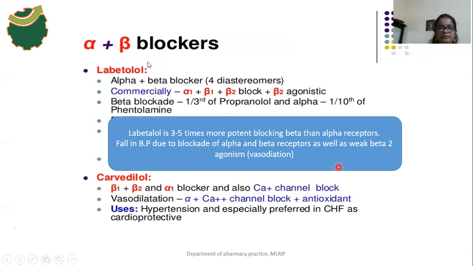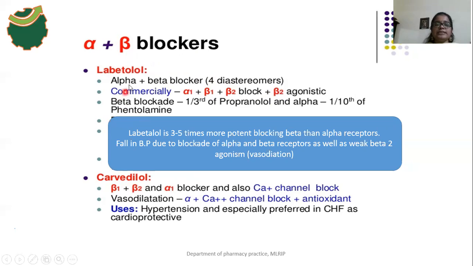Okay, and alpha and beta blockers. Labetalol drug blocks two kinds of receptors, alpha receptors and beta receptors. It blocks alpha 1 receptors, beta 1 receptors and beta 2 receptors. But this labetalol drug also has weak beta 2 agonist activity.